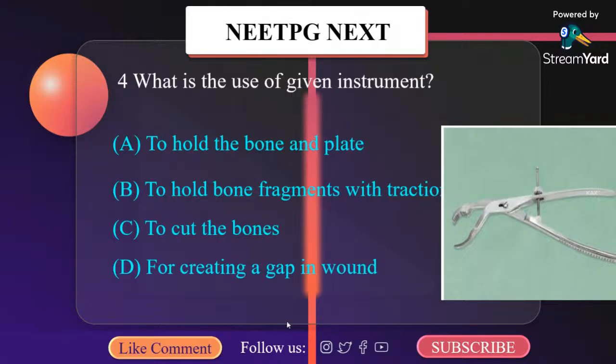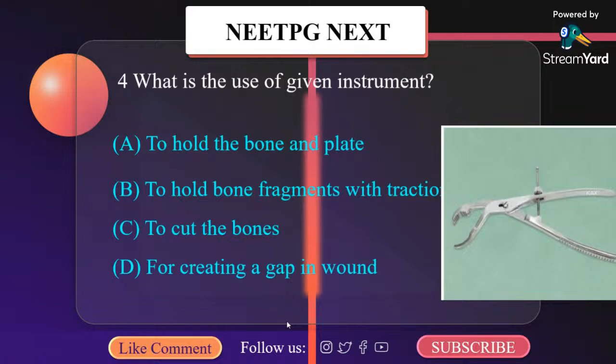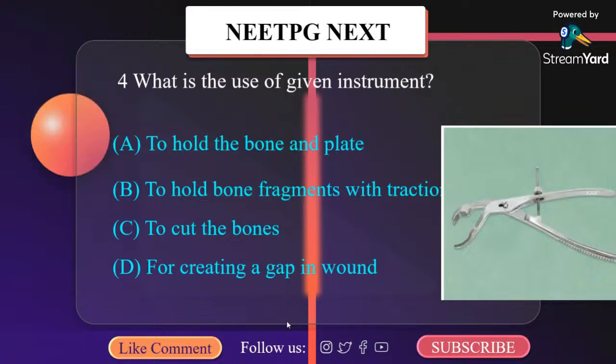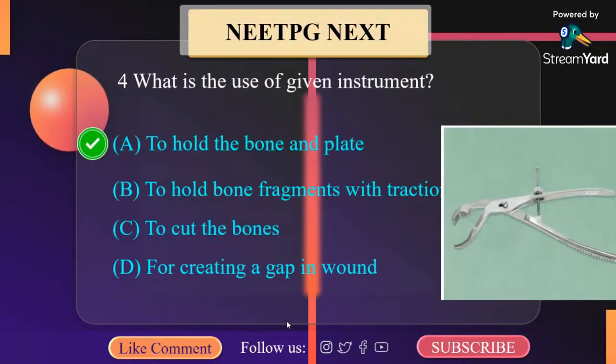What is the use of the given instrument? A. To hold the bone and plate. B. To hold bone fragments with traction. C. To cut the bones. D. For creating a gap. Well, it is a plate holding forceps. It is used to hold the bone and plate. So the correct option here is A.